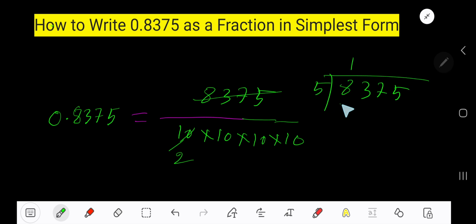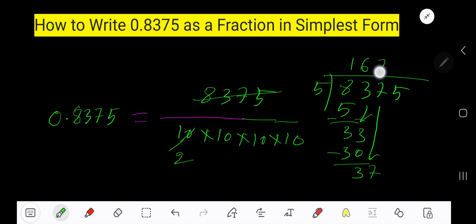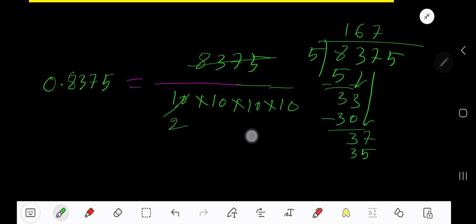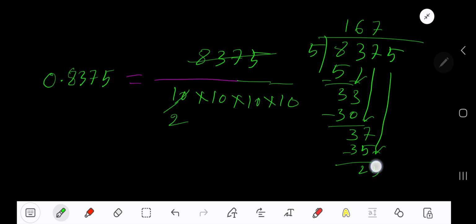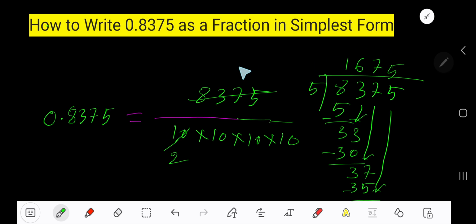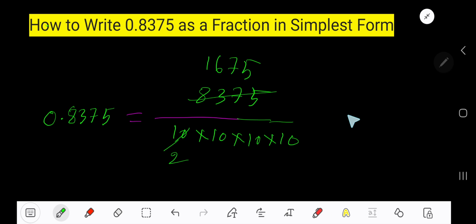5 goes into 8 1 time, 1 times 5 is 5, subtract, 3, bring down this 3. 5 goes into 33, 6 times, 6 times 5 is 30, subtract, 3, bring down this 7. 5 goes into 37, how many times? 7 times. 7 times 5 is 35, subtract, 2, bring down this 5. 5 goes into 25, 5 times, 5 times 5 is 25, subtract, 0. So basically we are getting 1675.